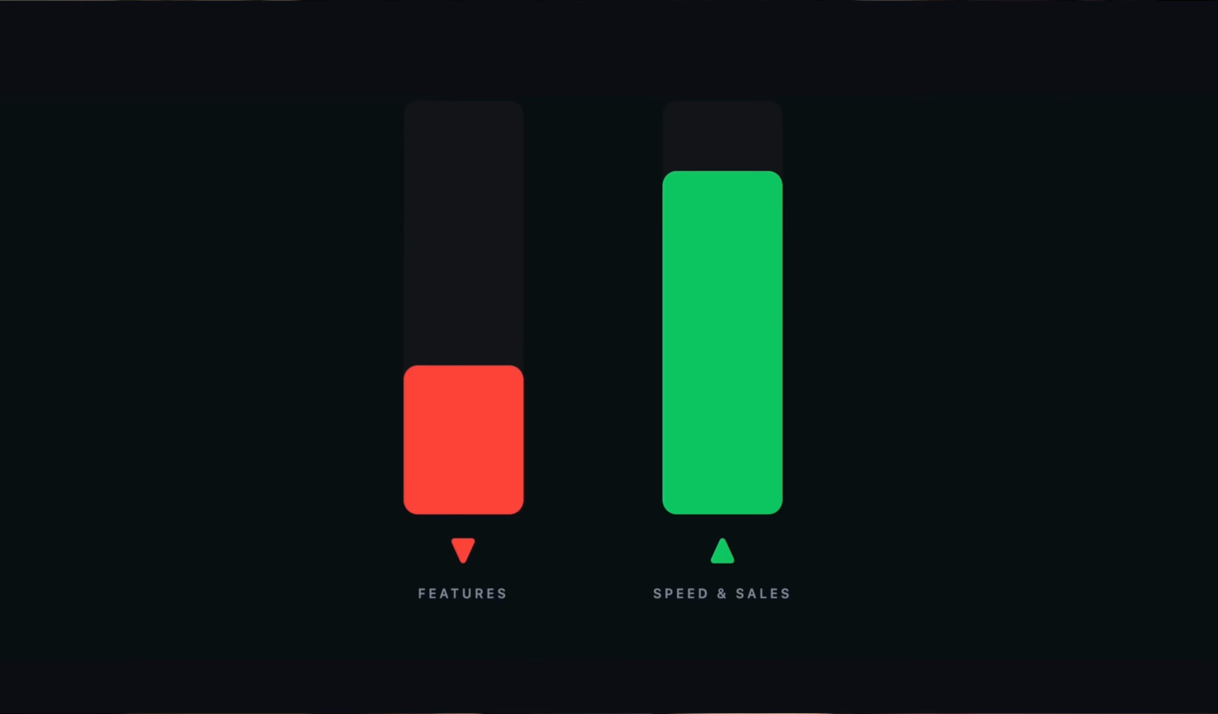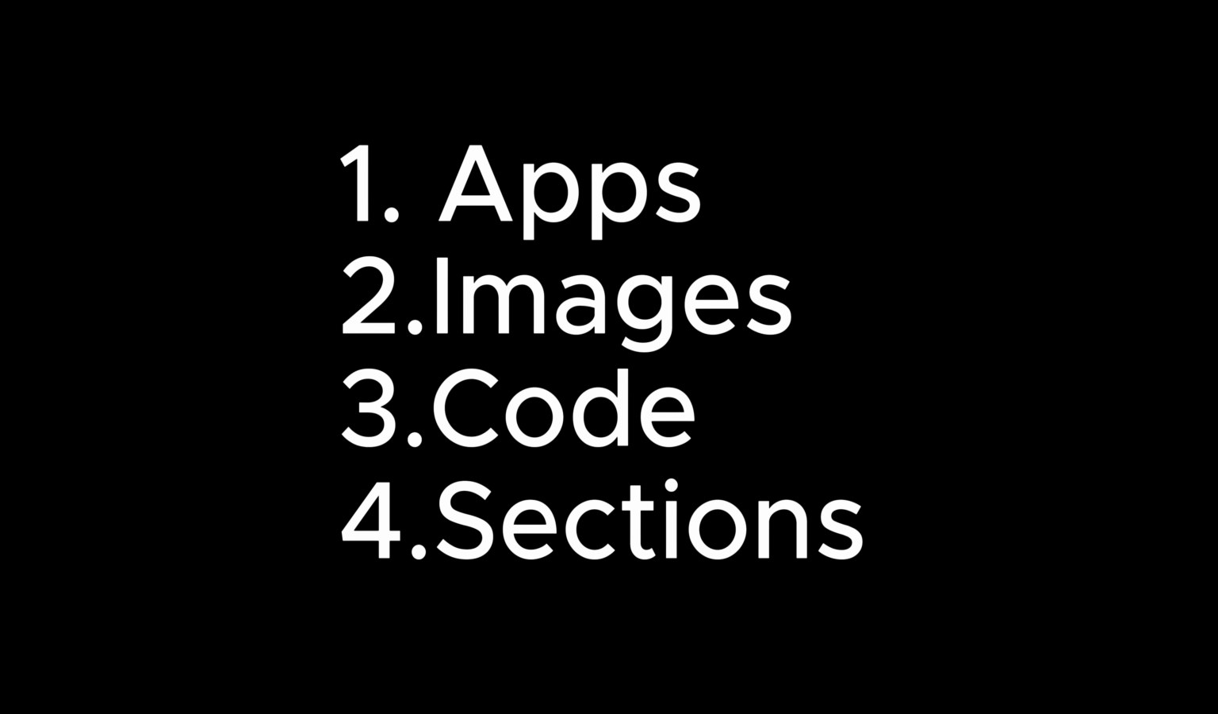And that animated scroll effect, it kind of looks cool, but adds weight and often breaks your CLS score. Be ruthless. Simpler pages load faster, and faster pages convert better. The irony is that removing features often improves both speed and sales. Alright, apps, images, render blocking code, sections. Those are the 4 you can fix right now.